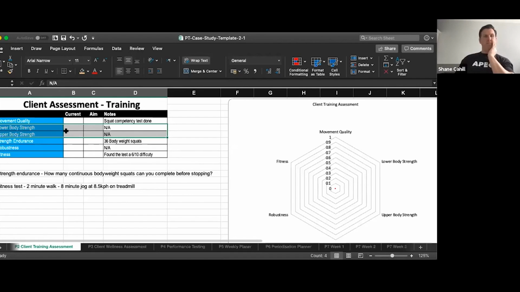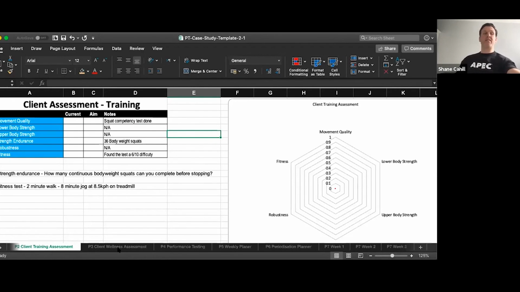I think what they're asking is, how do you fill this out in terms of numbers? As in the movement quality there, what's the aim in terms of movement quality? Is it to be a 10 out of 10? And where is he currently at the moment after having completed the squat competency test?